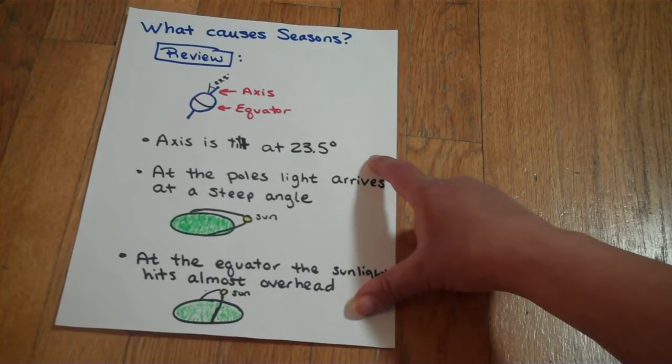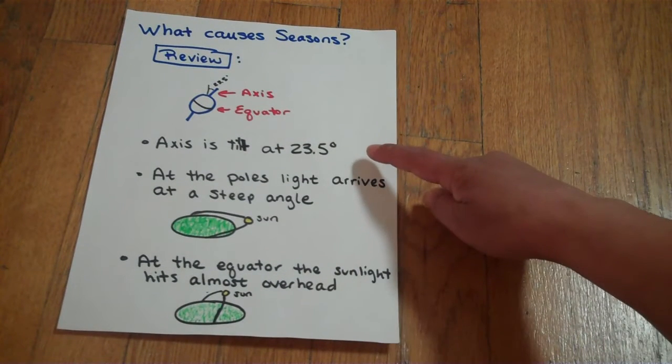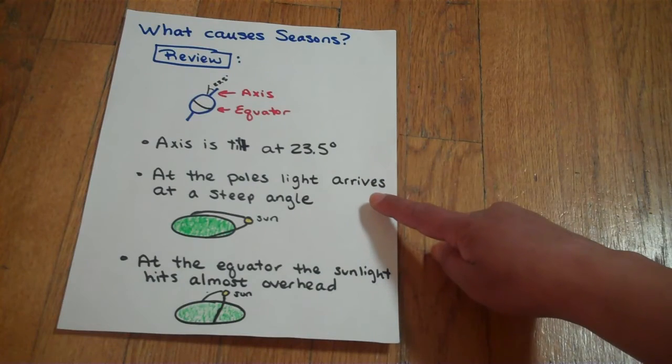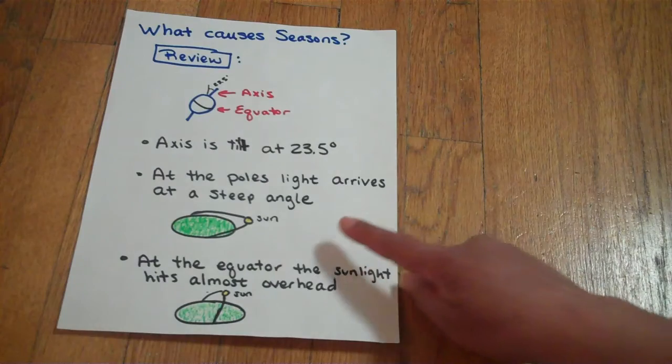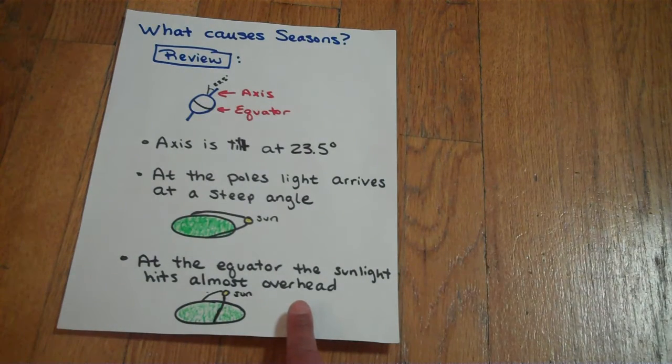Let's take a look at these notes and write them down. Axis is tilted at 23.5 degrees for the Earth. At the poles, light arrives at a steep angle because of this tilt. At the equator, the sunlight hits almost overhead.